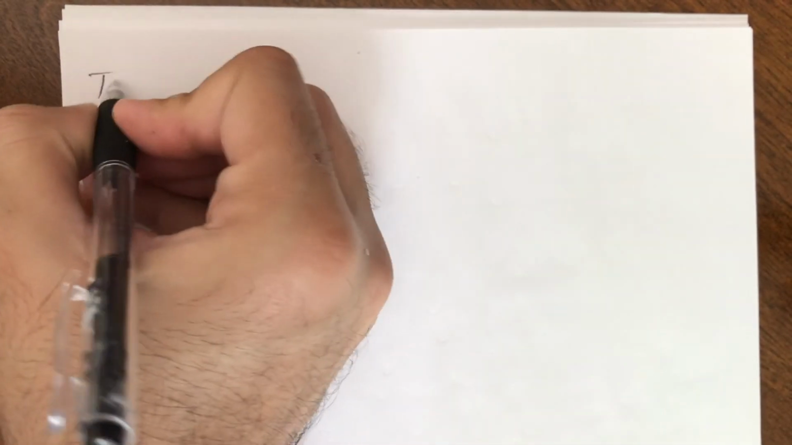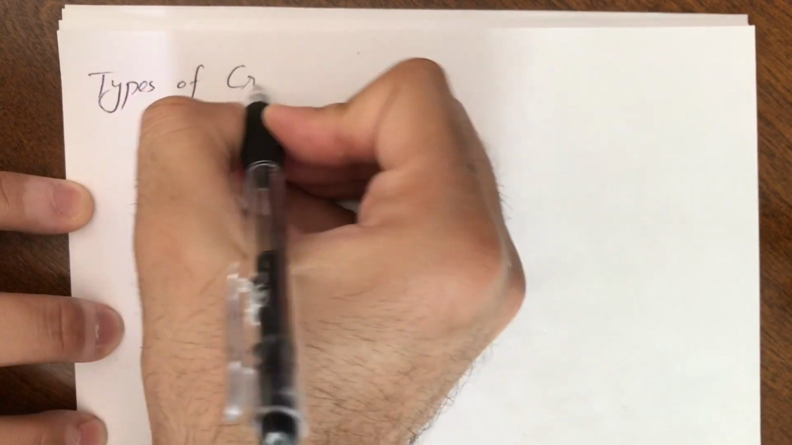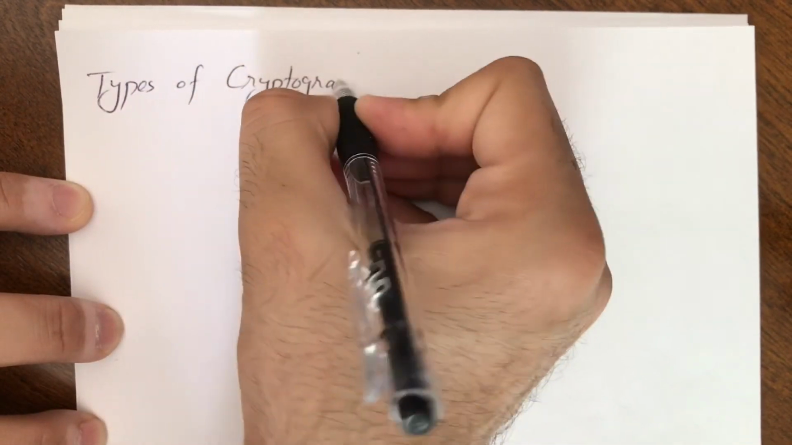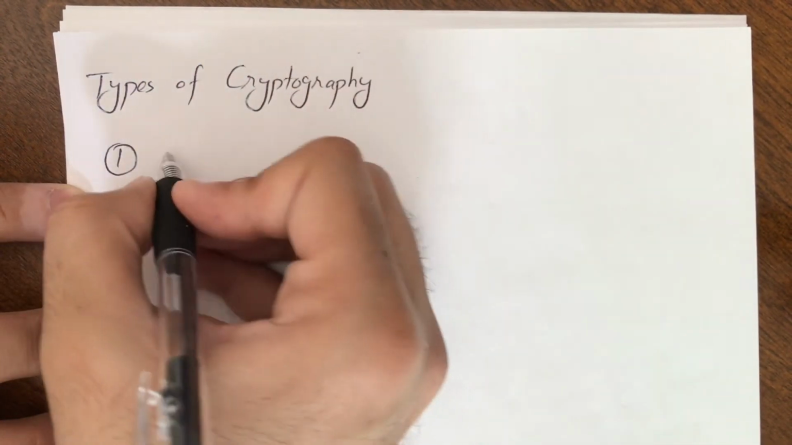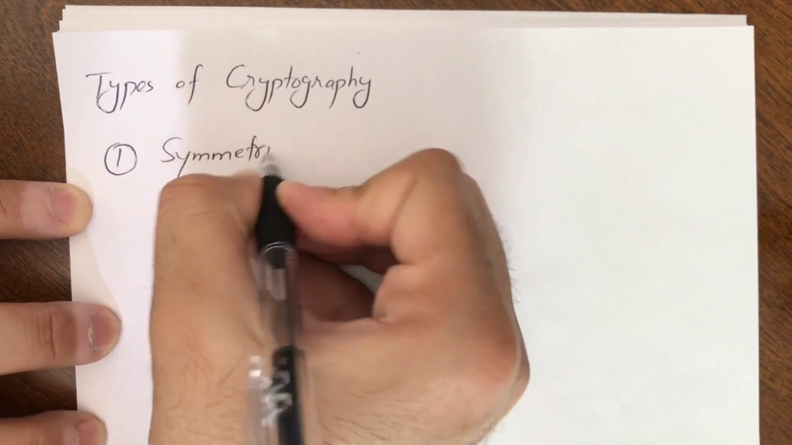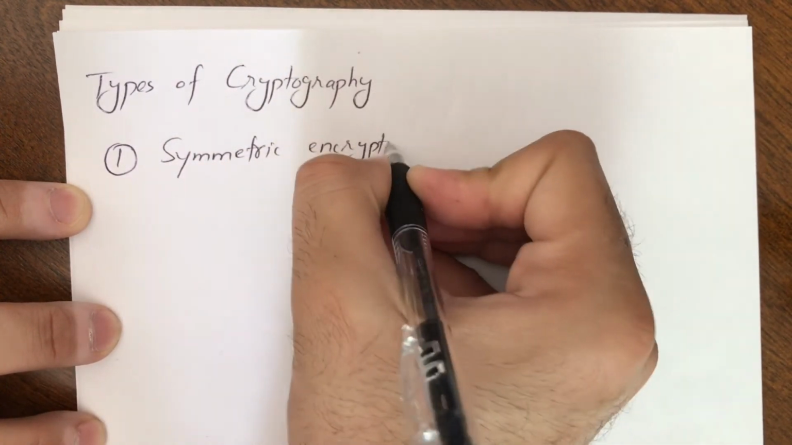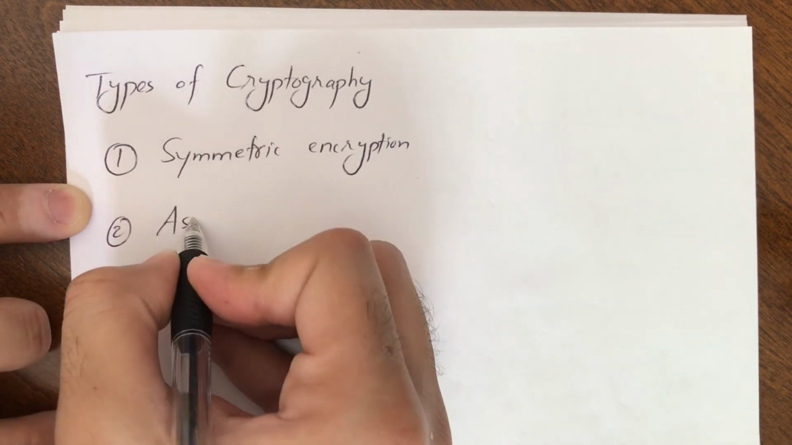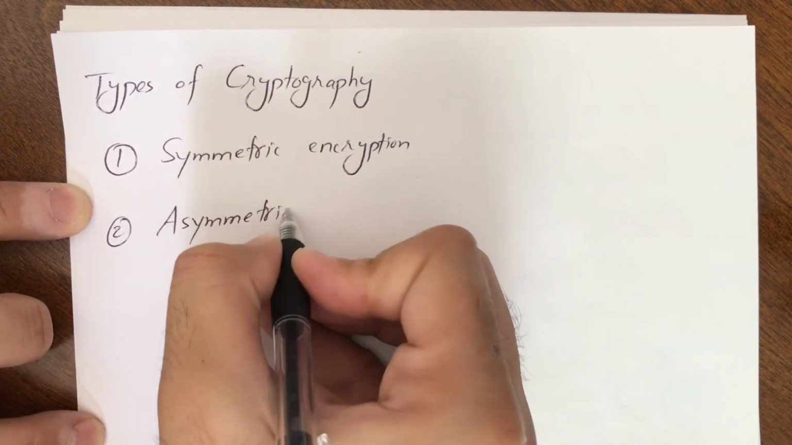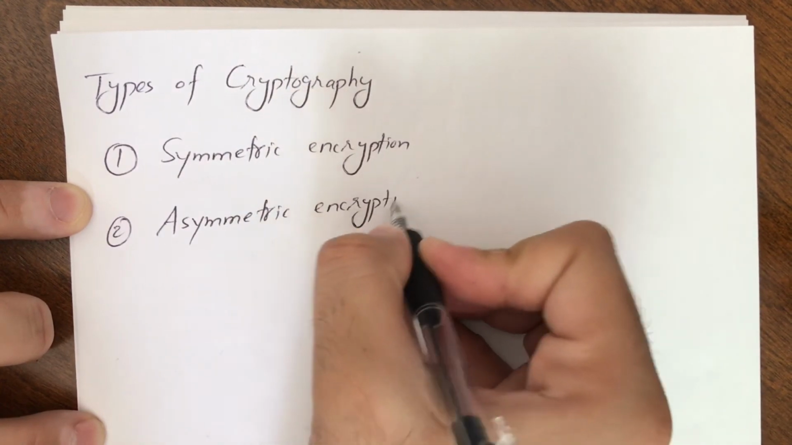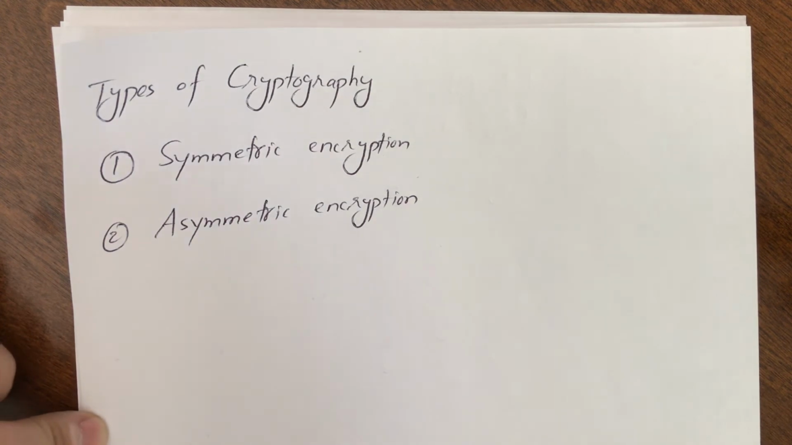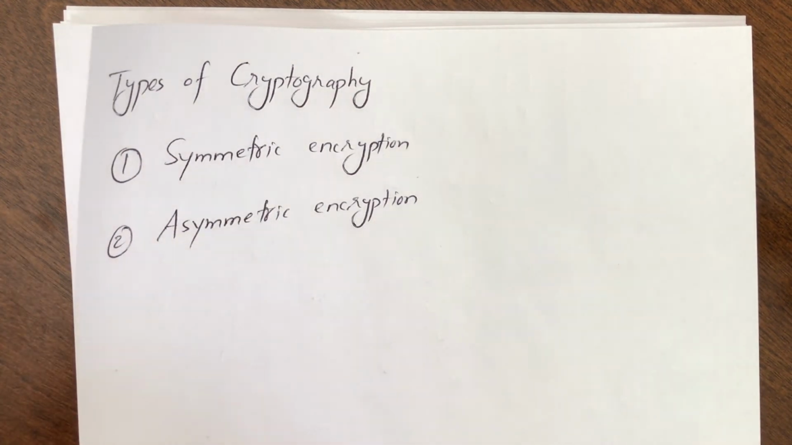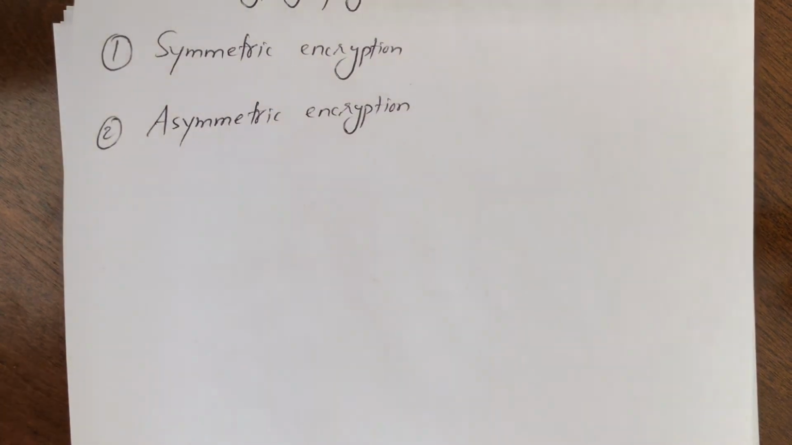The last thing for today is the basic types of cryptography. As we already discussed at the start of the lecture, there are mainly 2 types of cryptography. One is symmetric encryption, which we are discussing, and the second is asymmetric encryption. Some people call asymmetric encryption public key cryptography, and symmetric encryption is also known as private key encryption as well.